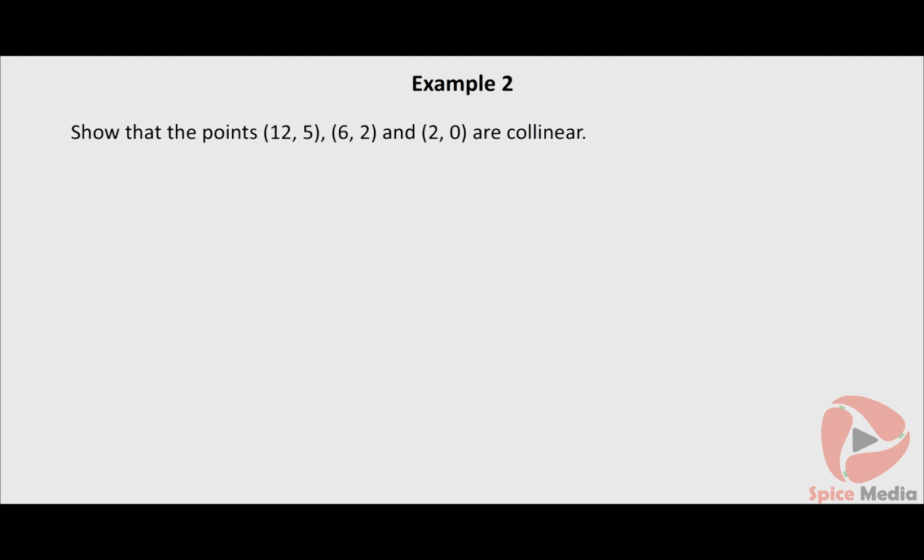Example 2. Show that the points (12, 5), (6, 2) and (2, 0) are collinear. Click on the solution button to view the solution.